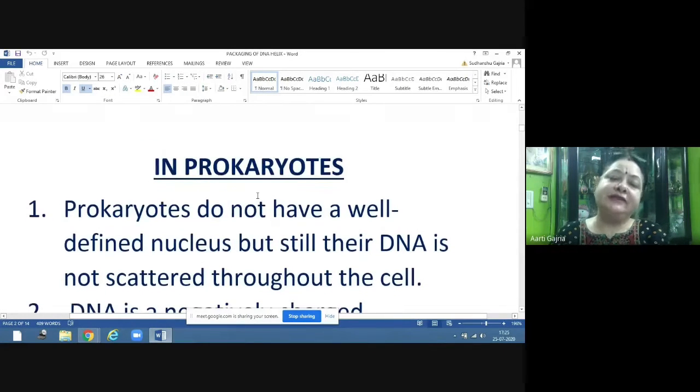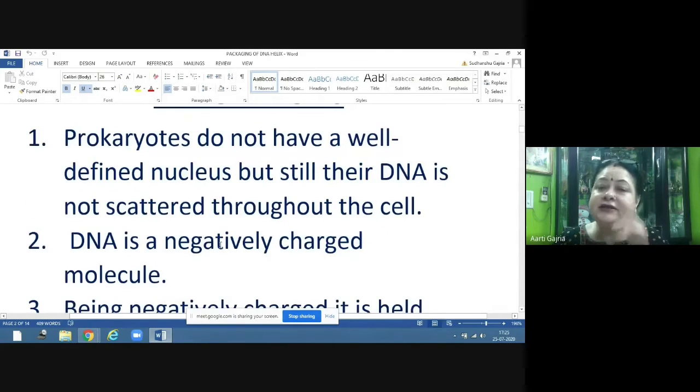Now we will see how DNA is present in prokaryotes and in eukaryotes. Prokaryotes are the primitive cells which do not have a well-defined nucleus, and they do not have membrane-bound organelles. But still, their DNA is not scattered throughout the cell. Their DNA is present in the center only.